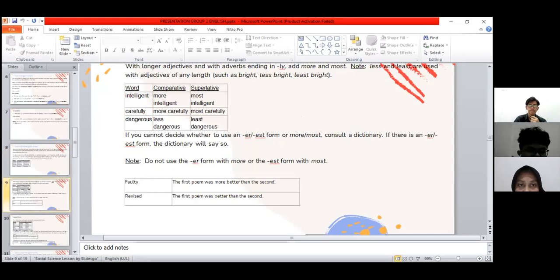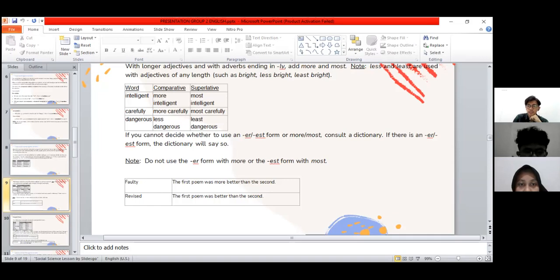With longer adjectives and adverbs ending in -ly, use more or most, not -er or -est. Less and least are used with adjectives of any length, such as bright, less bright, least bright. For example, the word intelligent: comparative more intelligent, superlative most intelligent. Carefully: comparative more carefully, superlative most carefully. And dangerous: comparative less dangerous, superlative least dangerous.